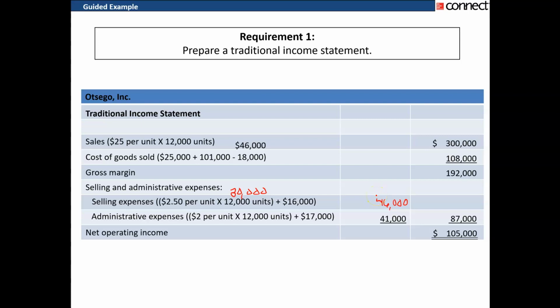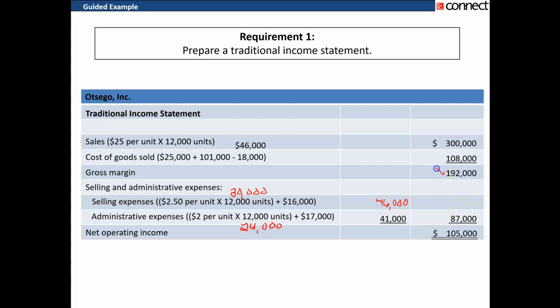Now the same thing with administrative expenses. Administrative expenses are $2 per unit times the 12,000 units sold. That of course is $24,000. Plus the $17,000 gives you the $41,000. Then add the $46,000 and the $41,000 together to give you $87,000.